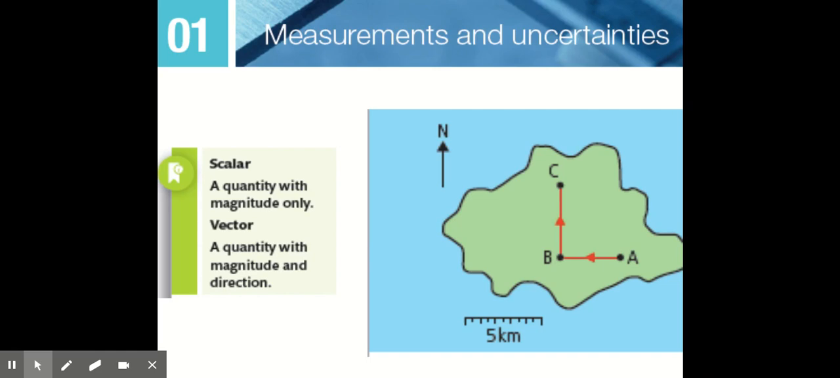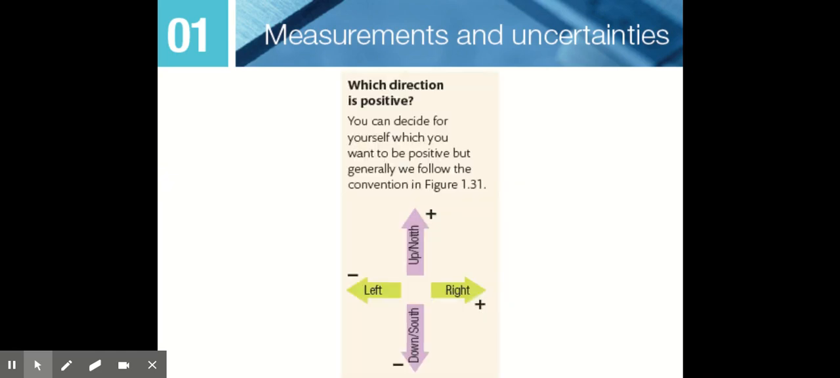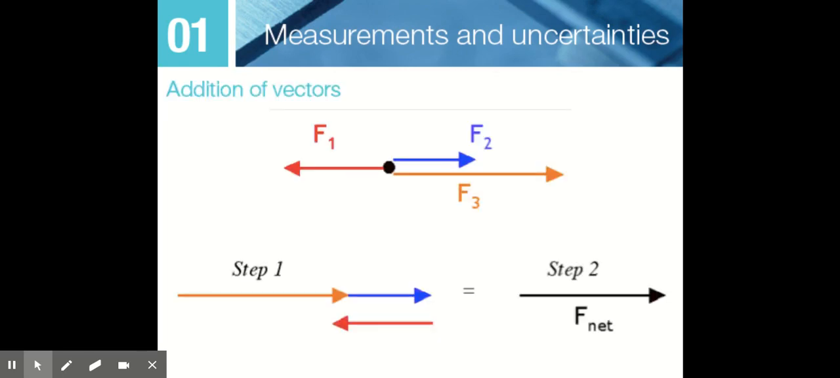This is all stuff you should have learned in physical science, so hopefully it's coming back to you. Usually we say up or north, down or south, right, left, and those have positive and negative quantities assumed with them in science, which you probably remember.